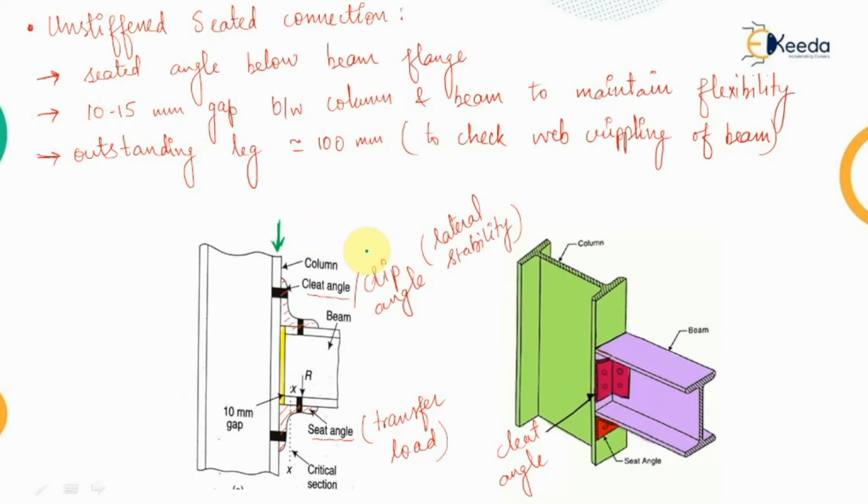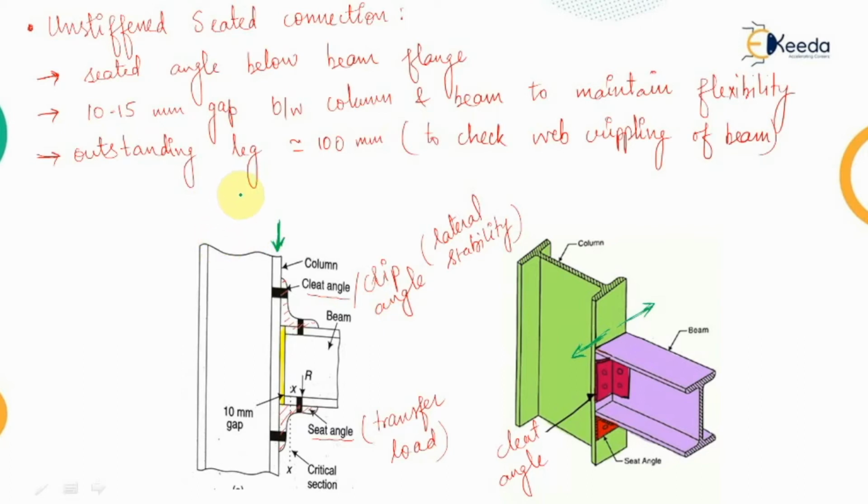Now when we are providing the cleat angle or the clip angle at the top, it provides the lateral stability. That means it resists the movement of the beam in the lateral direction. So the sideways movement of the beam is restricted by the provision of these clip angles, and it may be provided on the top of the flange or at the web section.